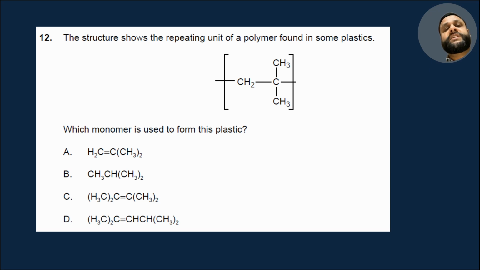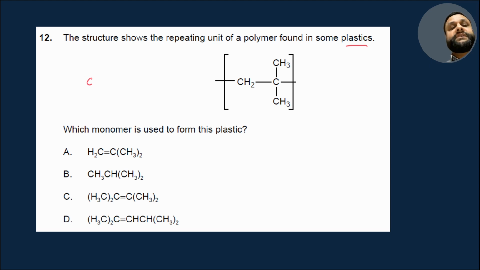The structure shows a repeating unit of a polymer found in some plastics. Which monomer is used to form this plastic? So this is an example of an addition polymer, and addition polymers are formed from alkenes, so a carbon-carbon double bond. So let's remove the ends and make a carbon-carbon double bond.